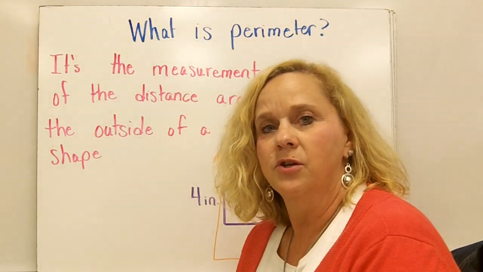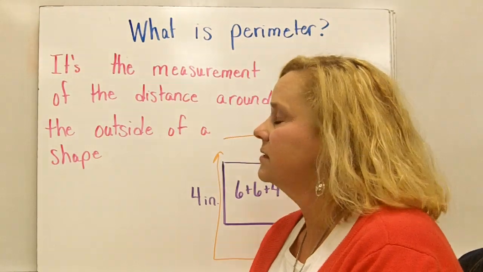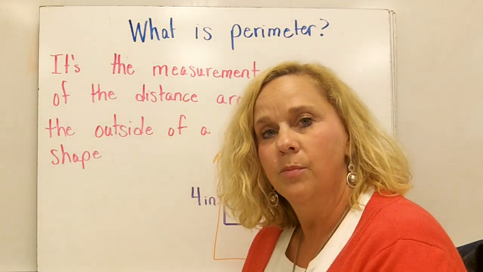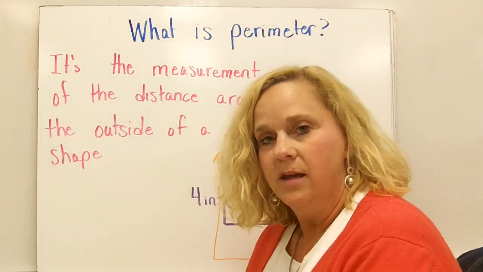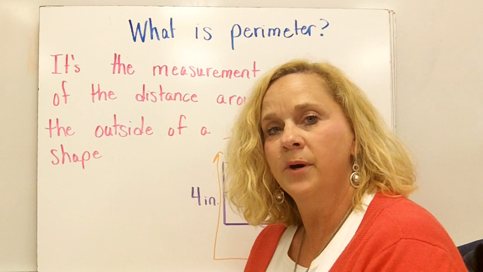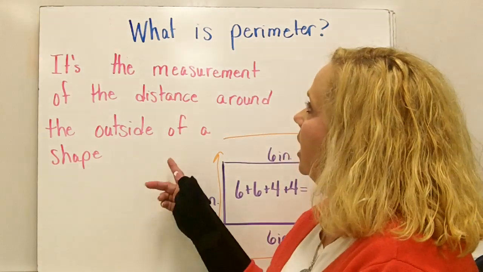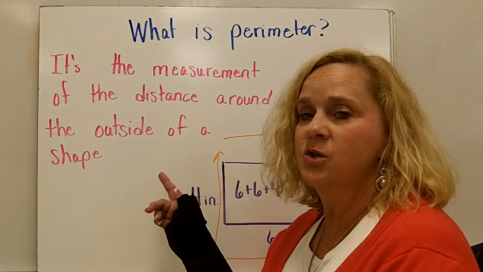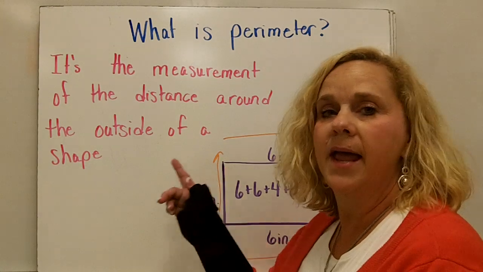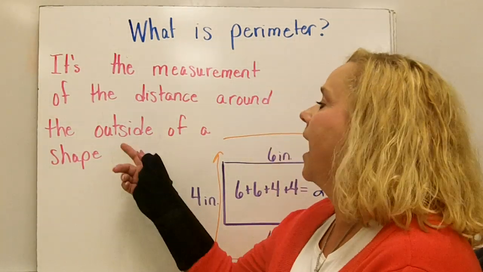We're still working in our unit on geometry, and I'm going to talk about two things today. I want you to understand perimeter and area in geometry. And we're going to start off pretty easy, and we're starting with perimeter. Perimeter is the measurement of the distance all the way around a shape, the outside of a shape.